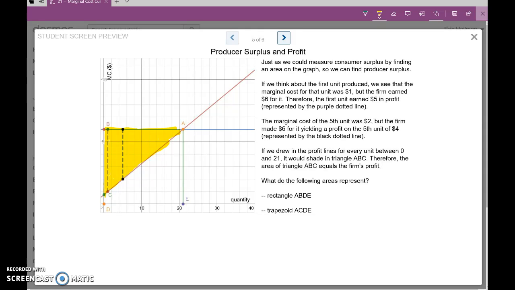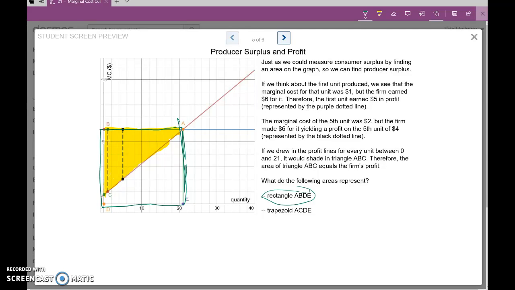Anyway, the amount of profit that the producer is going to end up capturing is the area of this triangle, because as you move along, you capture a surplus on each unit. One of the questions down here is, what does rectangle ABDE mean? So that is this rectangle.